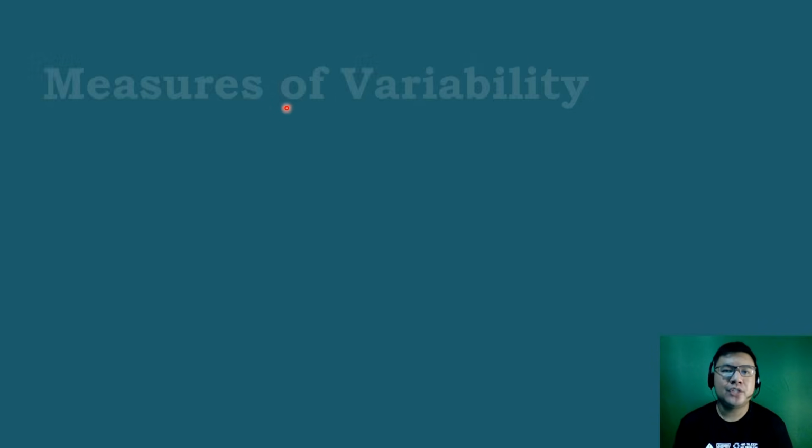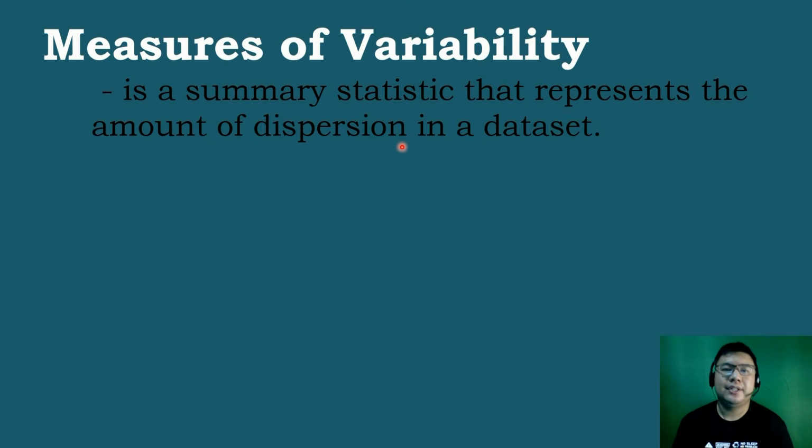When we say measures of variability, it is a summary statistic that represents the amount of dispersion in a dataset. It simply tells us how spread out the values are. Unlike the measures of central tendency that describe the typical value, the measures of variability define how far away the data points tend to fall from the center. We will talk about the variability in the context of a distribution of values.